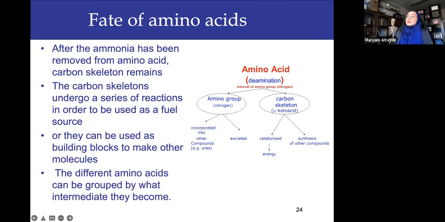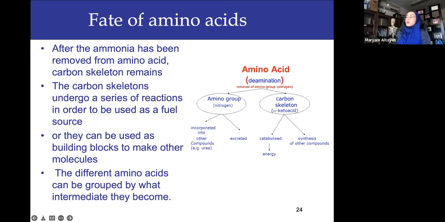So after ammonia has been removed from the amino acid, what happens to it? There's this carbon skeleton that remains, and you need to understand what the different things are that can be done with that. Because like we said, amino acids can be interchangeable. One amino acid can be made into another amino acid, and so on. These can fuel different metabolic processes in the body, even such as glycolysis and other things, and be used to make other compounds.